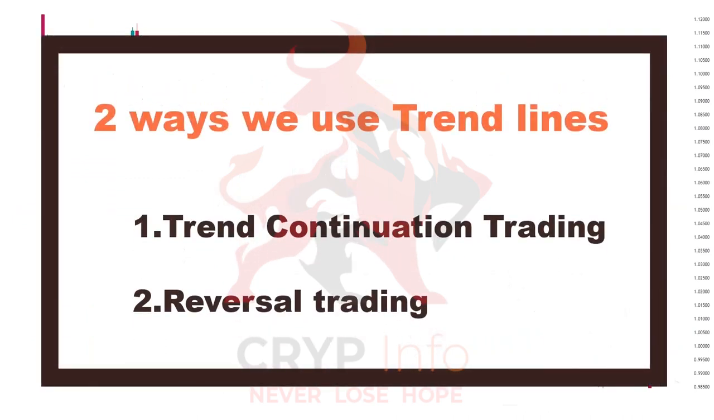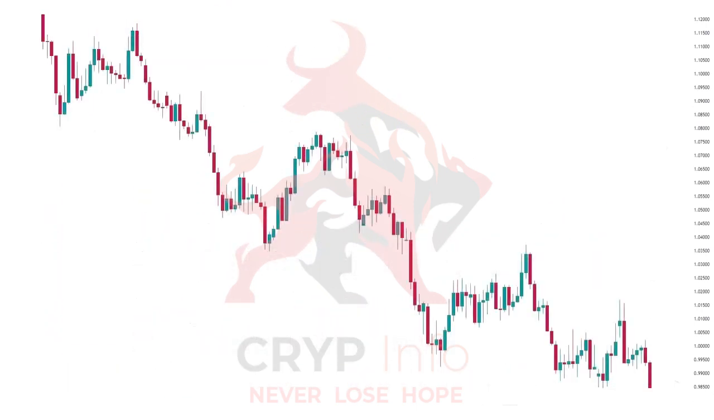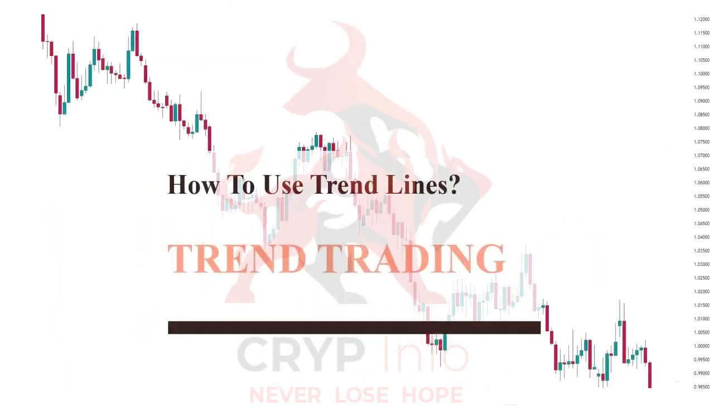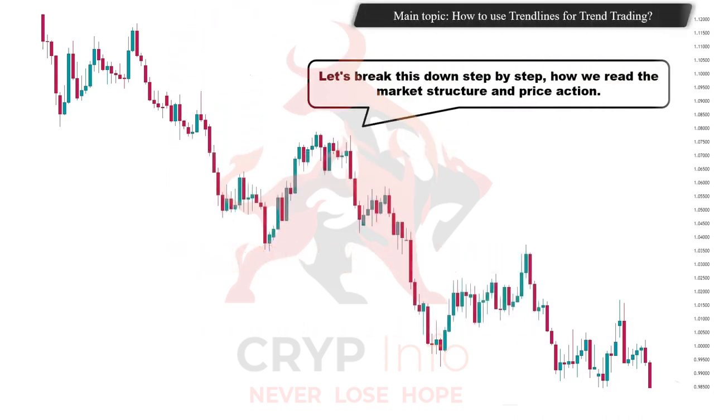First, we have a trend continuation trading strategy. And second, we have a reversal trading strategy. Let's start with the first one, the trend continuation strategy using trend lines. Let's break this down step by step, how we read the market structure and price action.